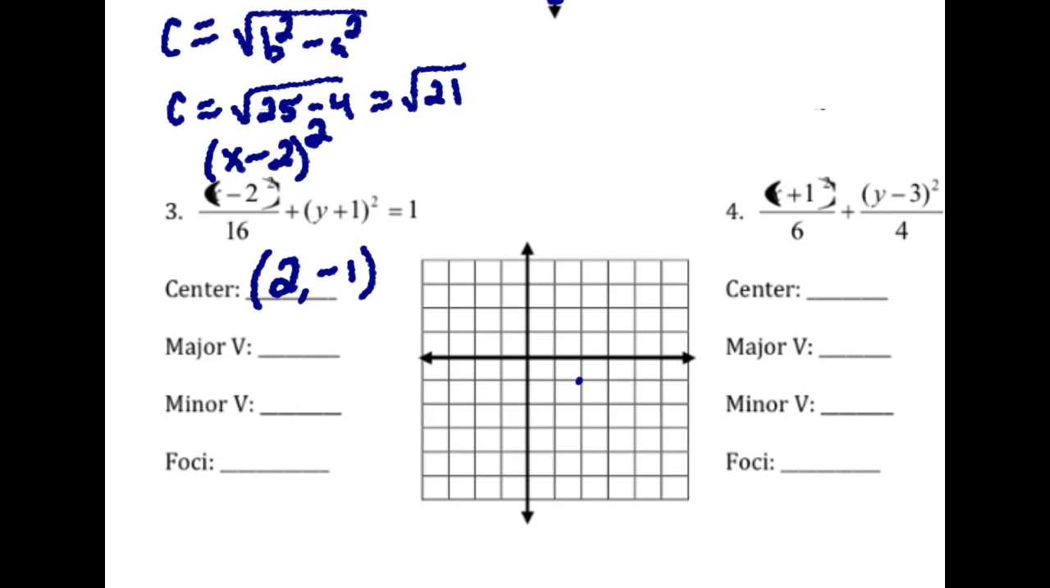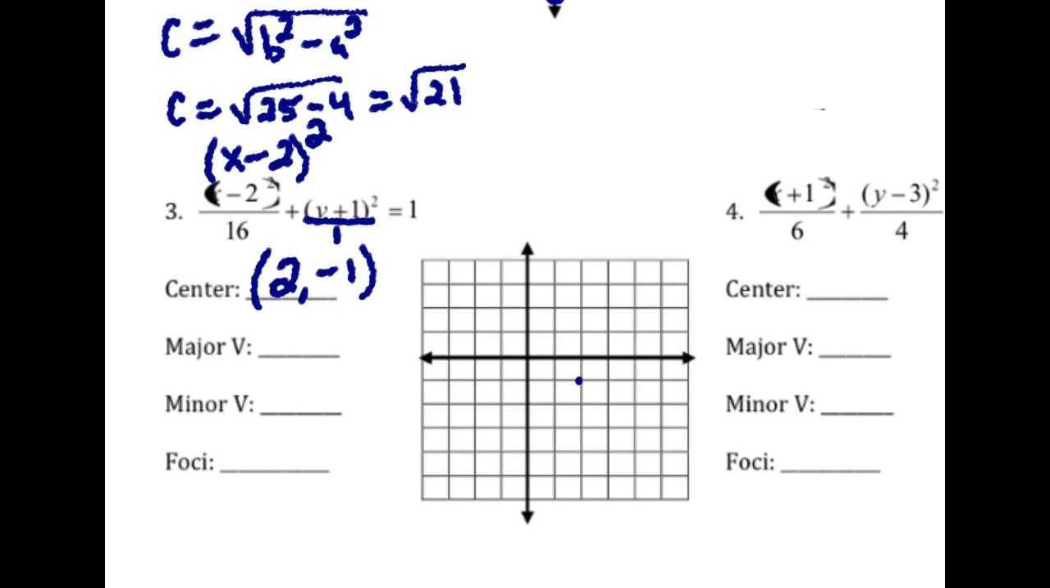Okay. Now the rest of this is pretty much like what we did above. We're going to do our up and down stretches from that, and our left and right stretches. Now the one thing that looks a little bit strange here is the y plus 1 squared doesn't have a denominator. If that's the case, you just want to visualize it as being over 1. Okay, and then we'll handle that from there. So major vertex, again, is going to be under the larger of the two numbers. That's 16. That's underneath the x.